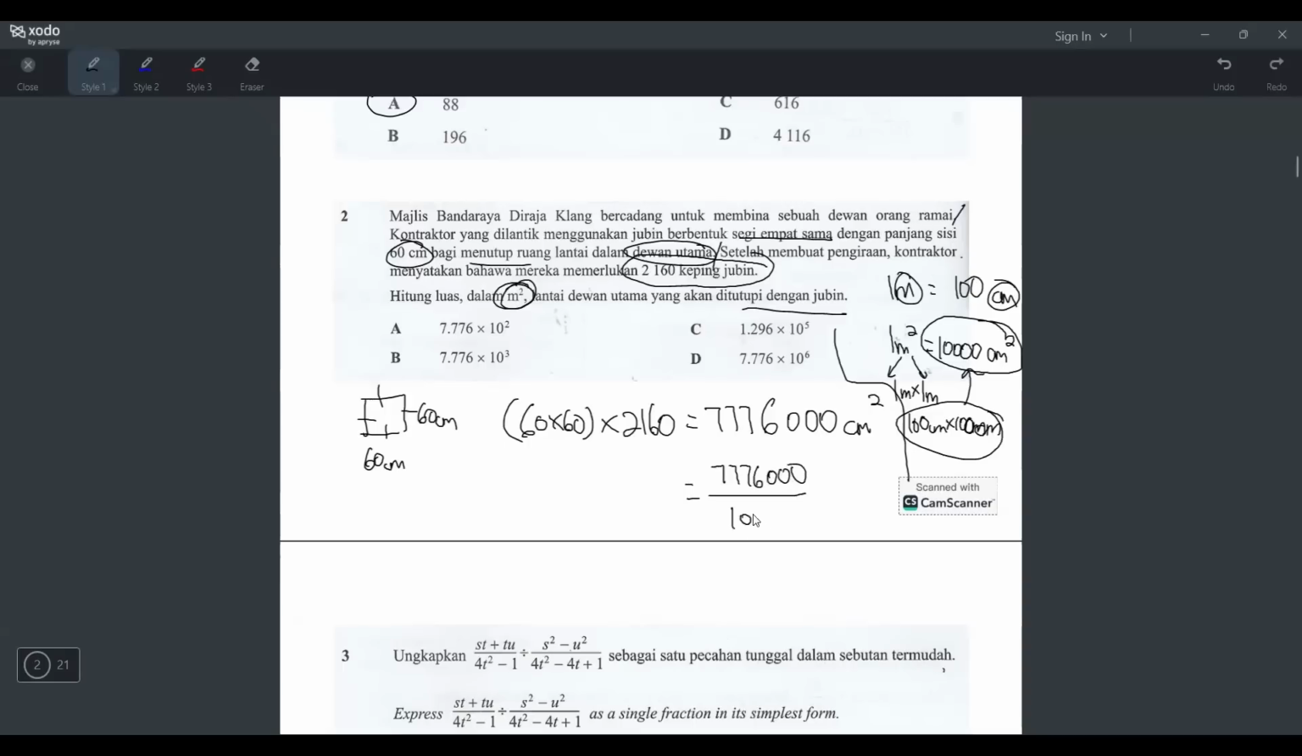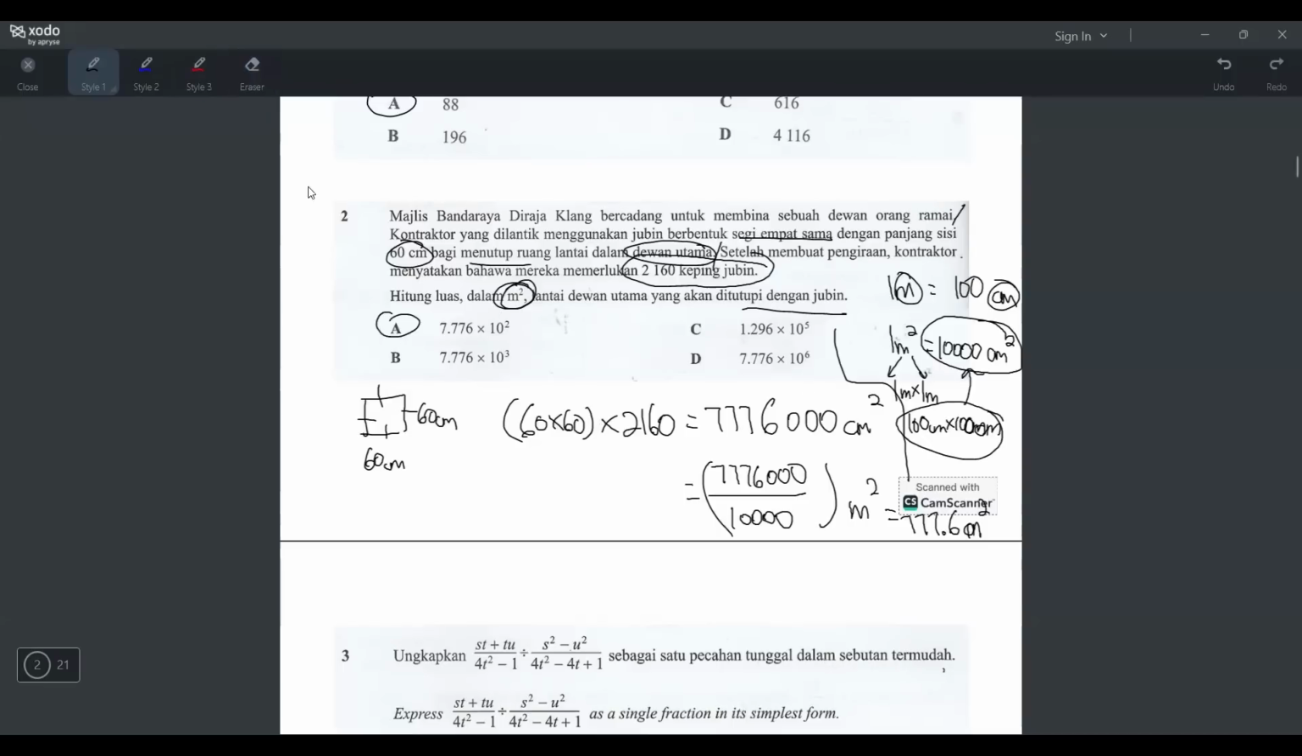7776000 bahagi 10,000. And when you do that, you will get in meter square, right? Okay, so when you divide 10,000, what you're doing is like you just move the decimal ke kiri 4 kali lah. So you get 777.6, right? 777.6 meter square. Okay, or you want to use your calculator, tekan also can. You tekan ini bahagi ini, it will give you the same answer, right? Okay, so A, B, C, D, which one is equals to 777.6 meter square? The answer is A, right?